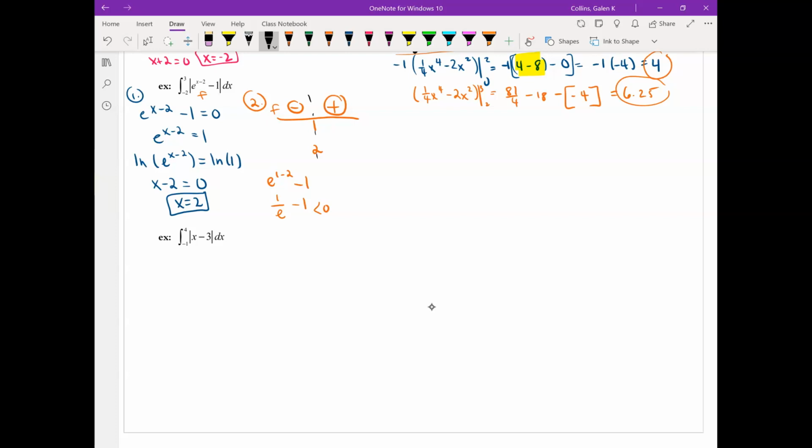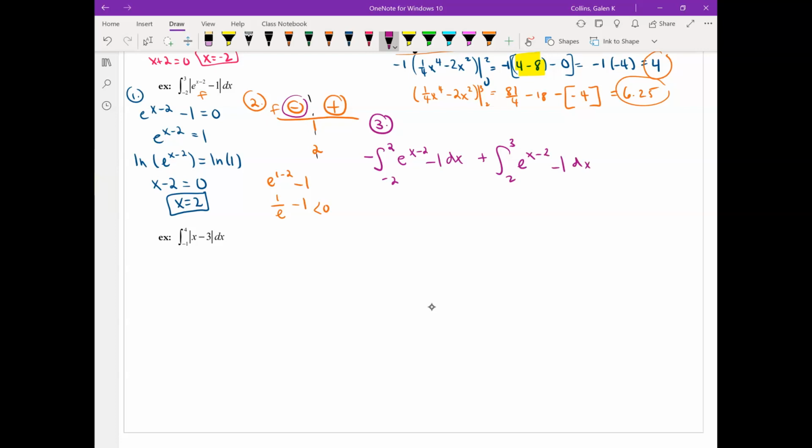Okay, so let's see. If we integrate this, I'm going to rewrite this as from negative 2 to 2. Since that's the part that's negative, I'm going to multiply by negative 1. And we're going to integrate e to the x minus 2 minus 1 dx. And then we're going to add to that from 2 to 3, e to the x minus 2 minus 1 dx.